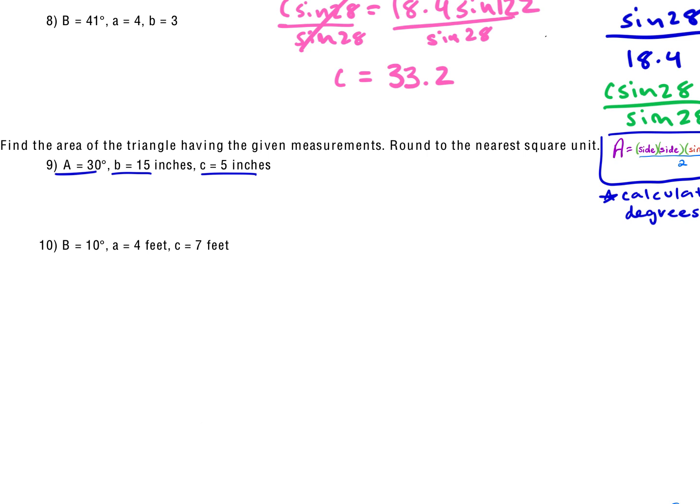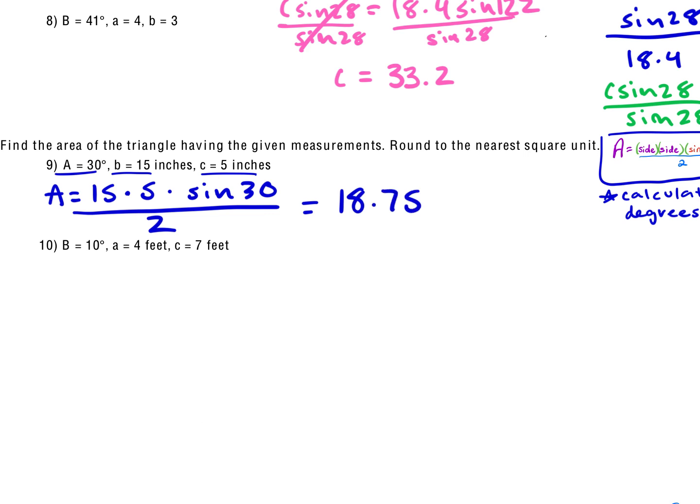All right, so let's put it in our formula. Our area is equal to both sides, so 15 times 5 times sine of 30 over 2. Now we're going to put this in our calculator. Be careful when putting it in your calculator. 15 times 5 times sine of 30. I'm going to click equals and then divided by 2. So you should get 18.75. 18.75 what when we're talking about area? Inches squared. Don't forget the unit.